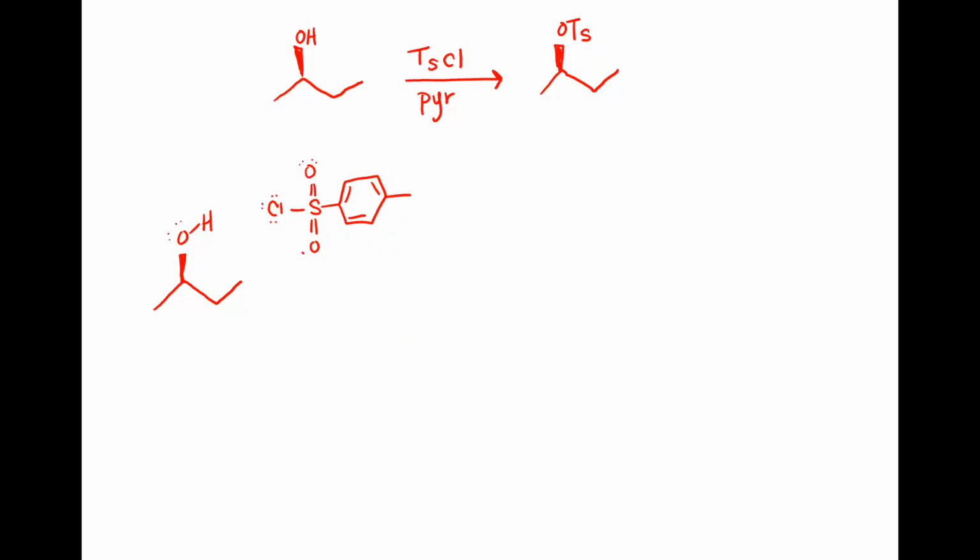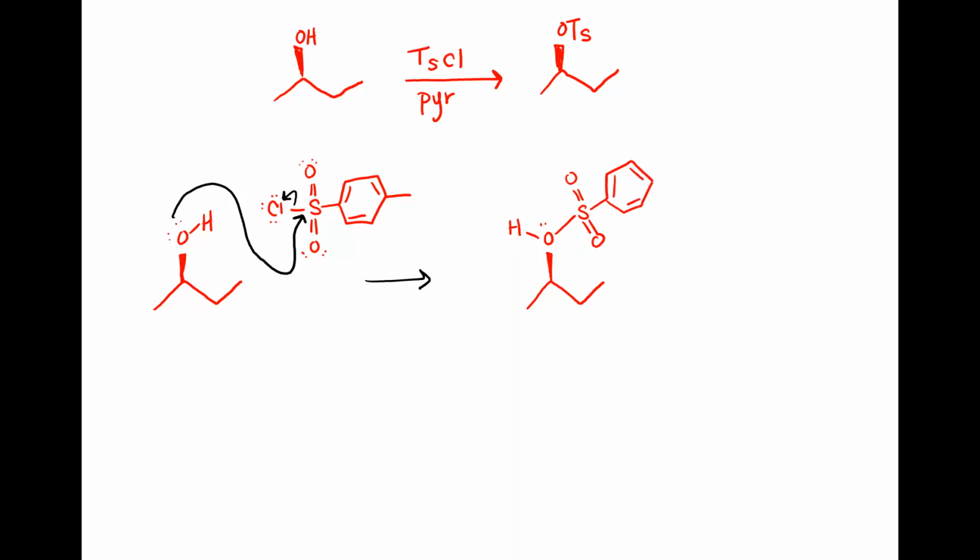Drawing the lone pairs, since we're showing the mechanism. So again, the alcohol group, in particular the oxygen, is nucleophilic. So it can do a nucleophilic attack on the sulfur. And since sulfur is a large atom, we can kick out chloride. So the intermediate has a positively charged oxygen atom. And we've kicked out some chloride.